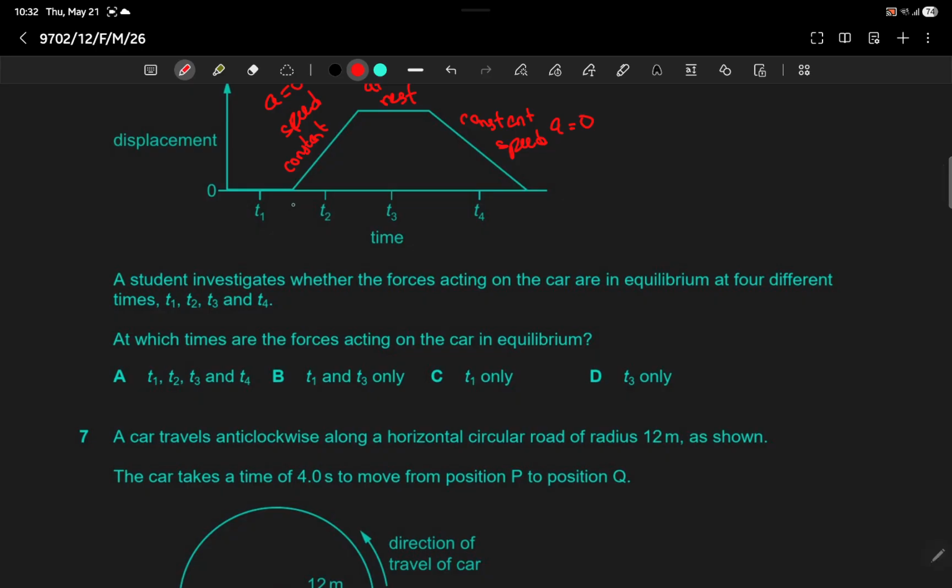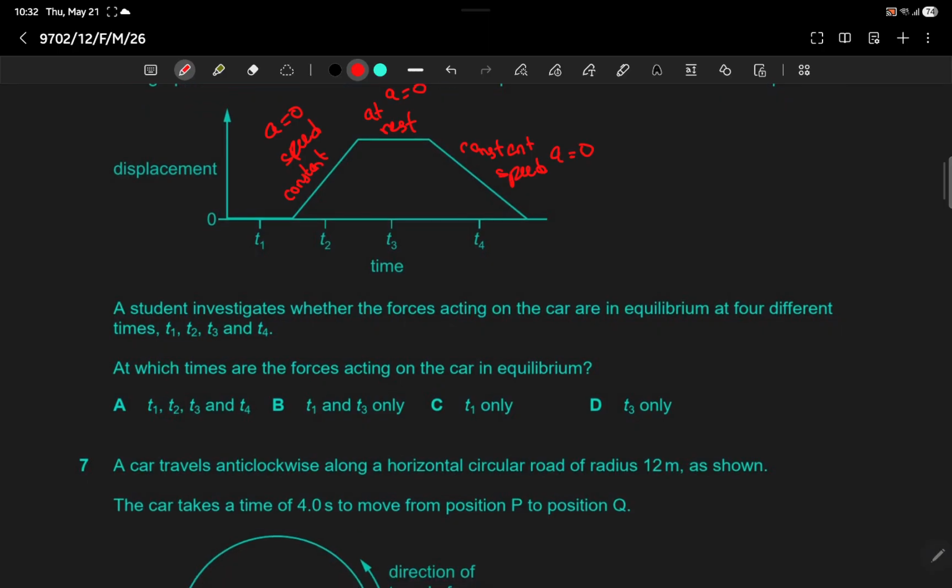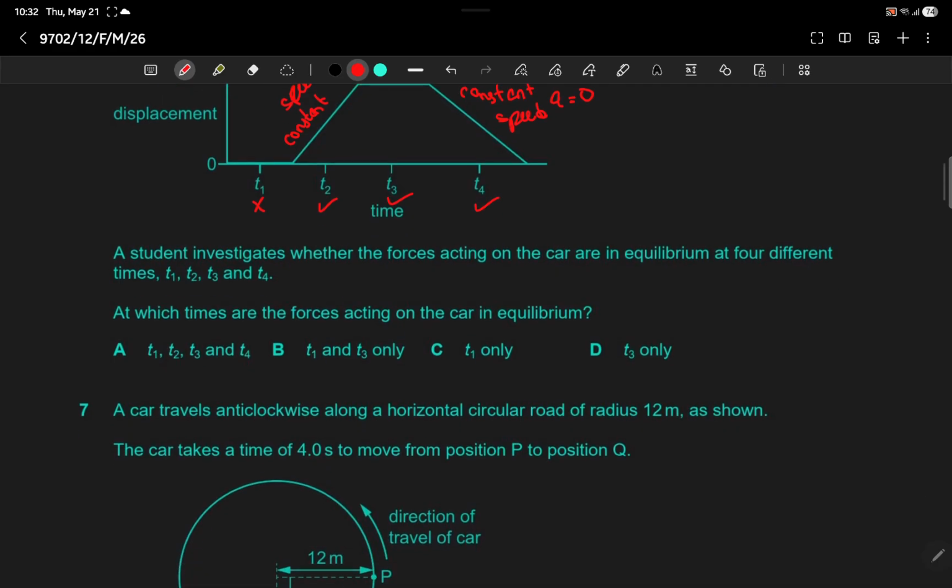So the answer here, but not t1, because at t1 it hasn't even started yet. At t2, it is at equilibrium. t3, it's also at equilibrium. t4, it's also at equilibrium. So the only option that matches this is B.